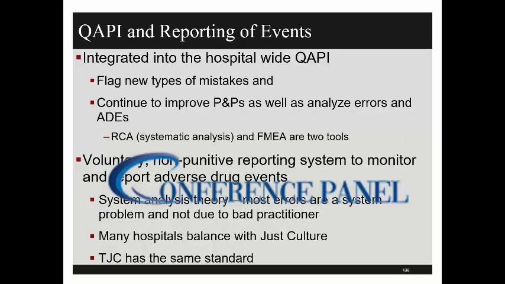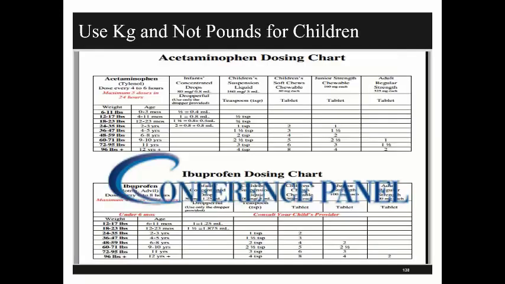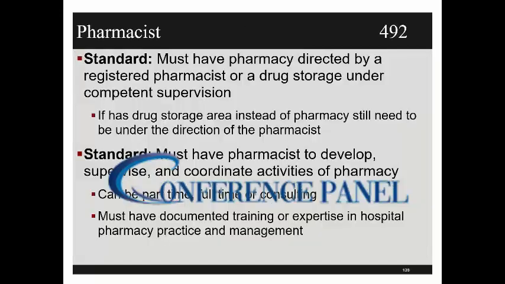Your QAPI and your errors, they must be integrated hospital-wide. Flag any new types of mistakes. They talk about weight-based dosing in the pharmacy conditions of participation. This is just an example, acetaminophen and ibuprofen dosing charts for children, infants, based upon their age and their weight.